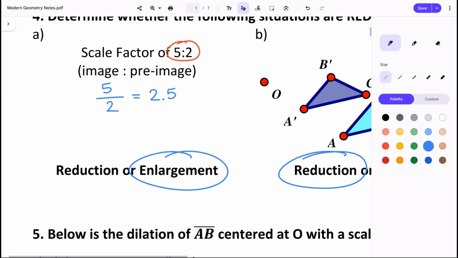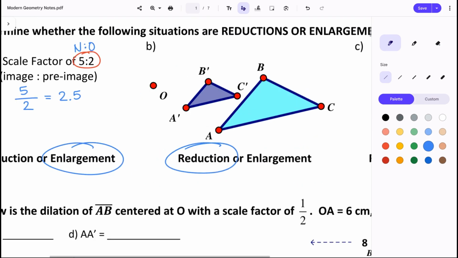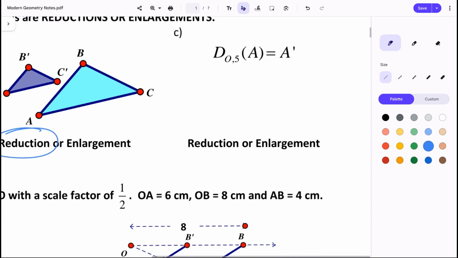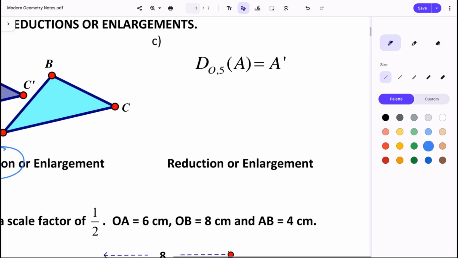Some students will even do this. They'll put an N on top of the 5 for the new shape, and they'll put an O on top of the 2 for the original shape. Whatever helps you distinguish, this is where I started, this is where I ended, so that you can see, did it get bigger or smaller? Any of those things is going to work for you. All right, we got one more in this section, C. What do you guys think about this one?